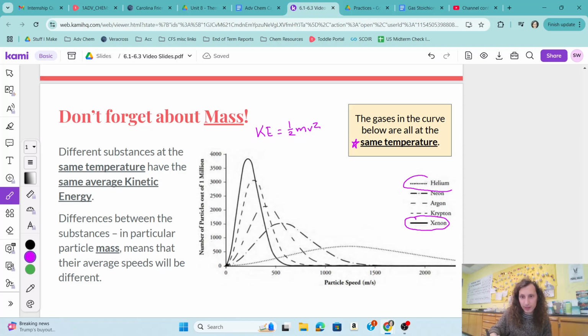And then we see by comparison, the one that's moving the fastest on average is going to be helium. Helium has a really small molar mass, 4 grams per mole, compared to xenon, which is like 130 grams per mole. So the helium, in order to have the same kinetic energy, their mass is so tiny, so their velocities have to be really big compared to the xenon, which is going to have really big mass, so it's going to have very slow moving speeds if they're all at the same temperature.